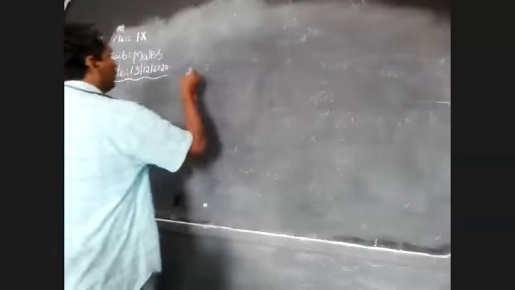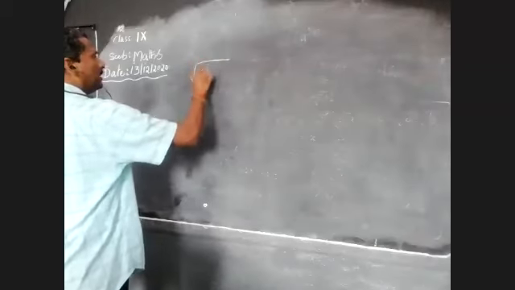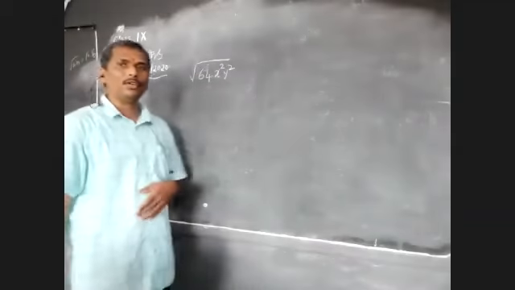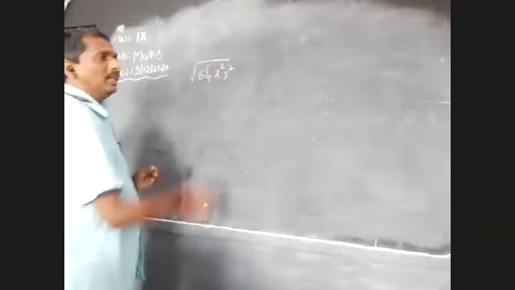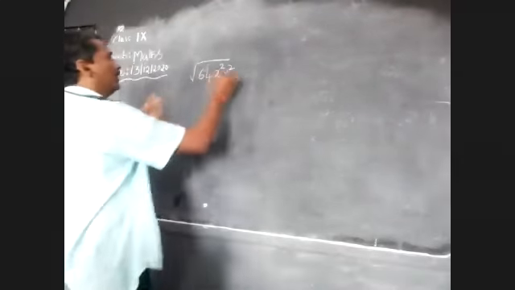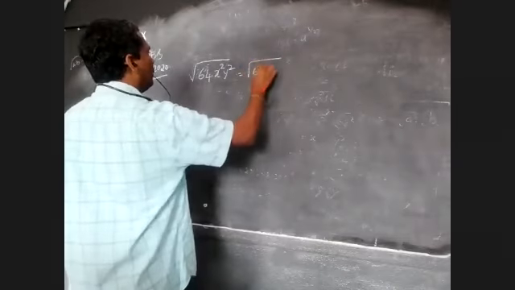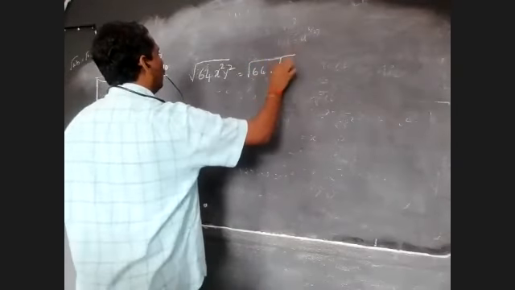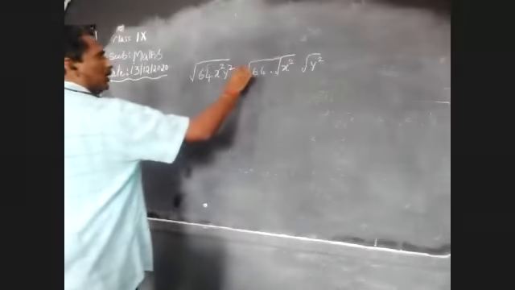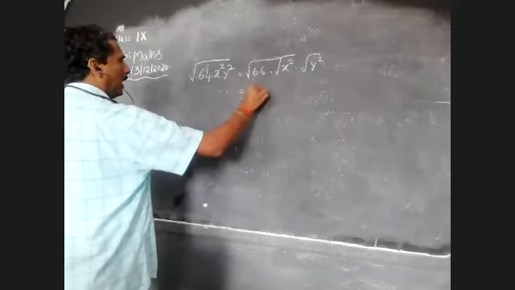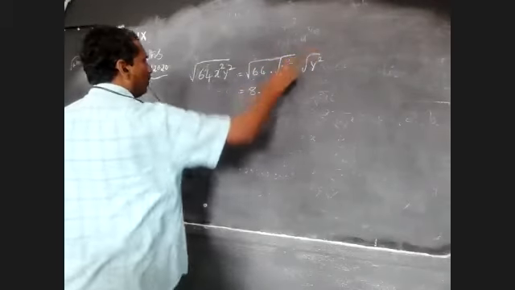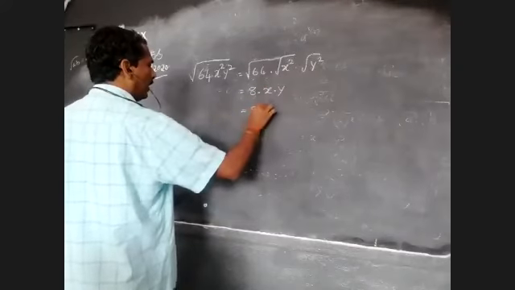Same also. Suppose the number given here is 64 x square y square. 64 is a perfect square. Which number is it a perfect square of? 8. So it can be split as root of 64 into root of x square into root of y square. Square root of 64 is 8, square root of x square is x, square root of y square is y. So that is 8xy.